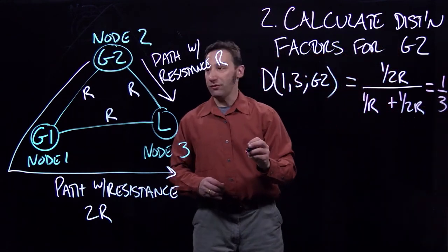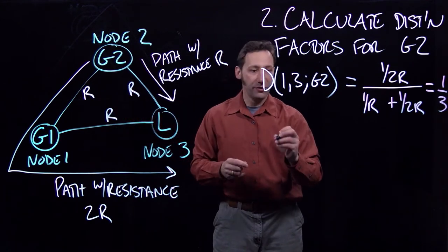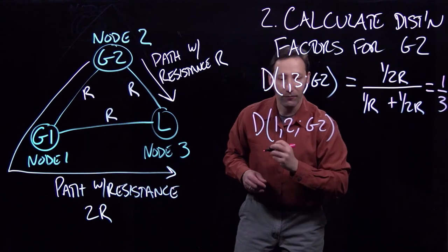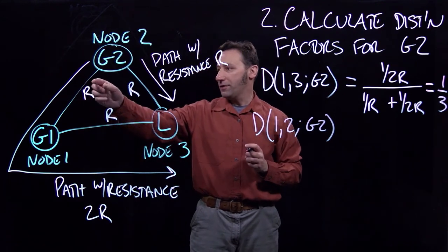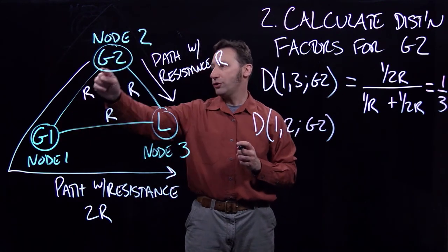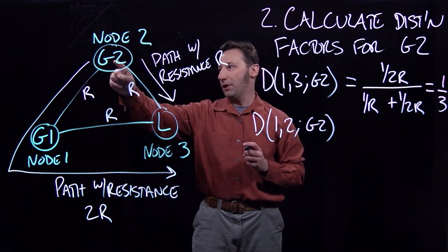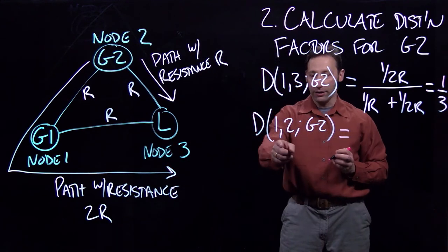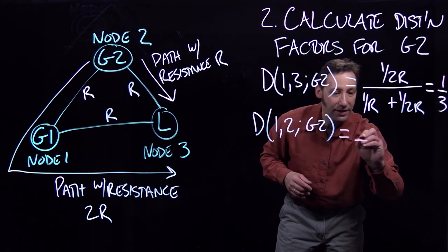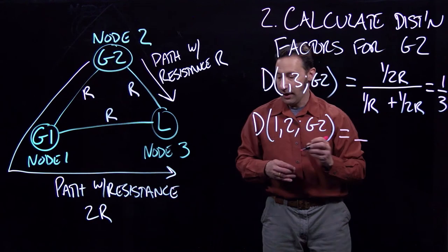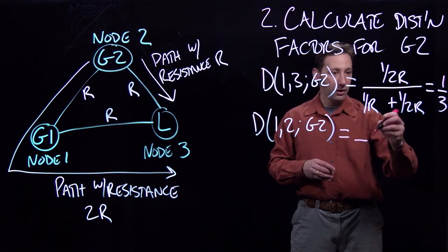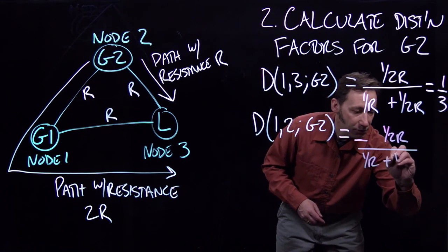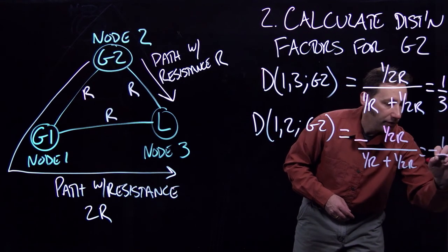Okay. Now, the distribution factor for line 1 to 2, we have to be a little bit careful with this one, because remember, we often define that flow from node 1 to node 2 is in the positive direction, and flow from node 2 to node 1 is in the negative direction. So the distribution factor on line 1 to 2 from G2 is going to be a negative number, so there's going to be a negative sign there. And so that's going to be equal to 1 over 2R divided by 1 over R plus 1 over 2R, which is equal to negative 1/3.